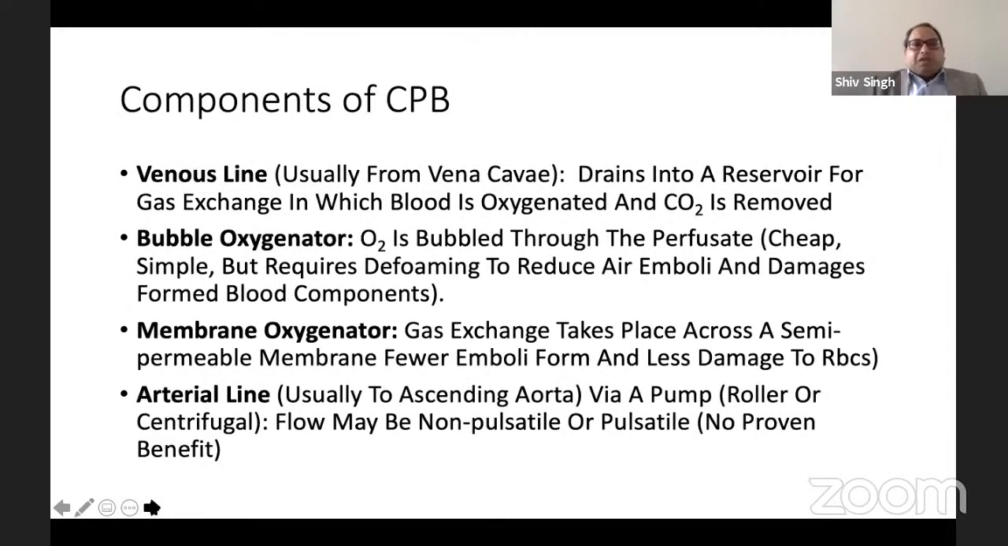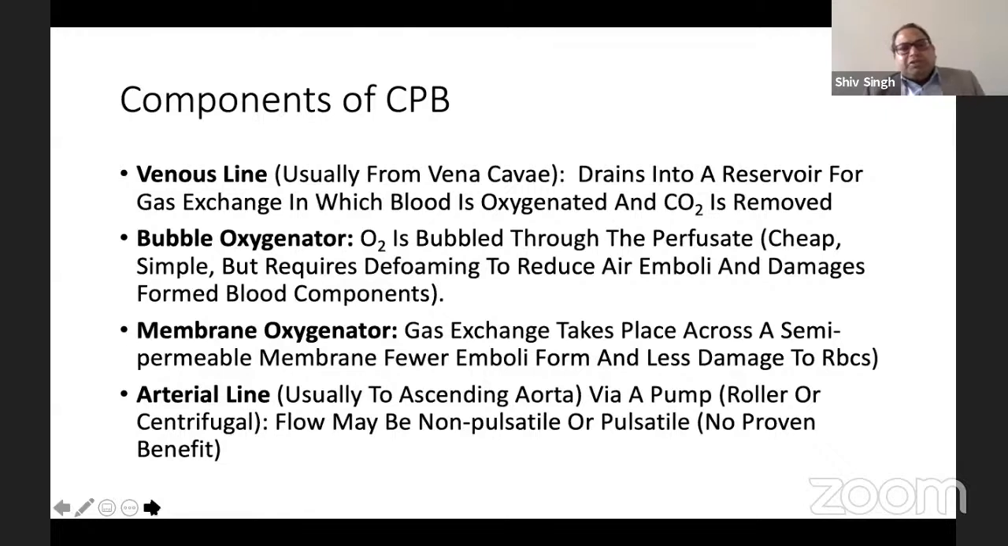So for this, we need to know what are the components of the cardiopulmonary bypass. We'll need a venous line. So this comes from the vena cava. And whatever is collected from this line is drained into a reservoir where the oxygenation occurs and carbon dioxide is removed. So there can be two types of oxygenator. We have bubble oxygenator. So oxygen is bubbled through the perfusate. Okay, so these are cheaper, but then they require defoaming because as you bubble through the blood, it starts foaming, and then this can cause air embolism.